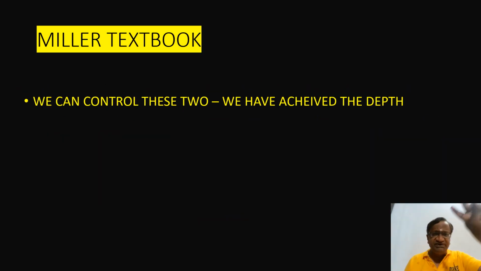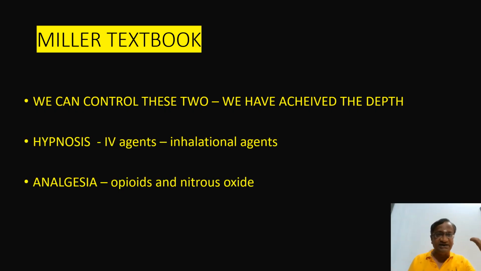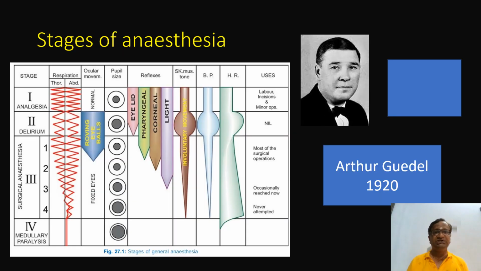If we can control these two, we have achieved that. That is what Miller tells. What does he tell? Hypnosis, that is by IV agents or inhalation agents. Analgesia by opioids or nitrous oxide. Some other modes we can have also.